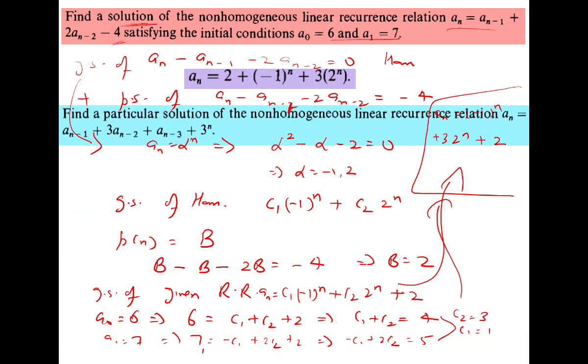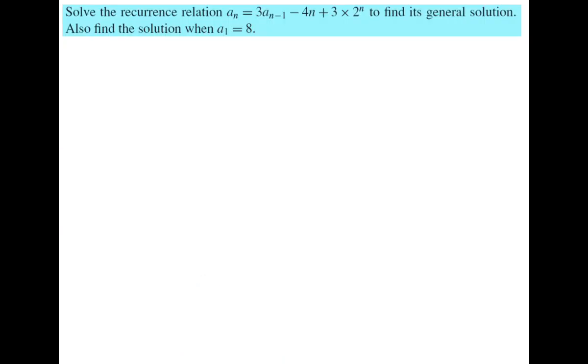Now the next question is, we don't have the space, so I may have to move to the next slide for the space. Find a particular solution of the linear recurrence relation a_n is equal to a_(n-1) plus 3a_(n-2) plus a_(n-3) plus 3 raised to the power n. Now I need a particular solution. It means I just need to see the non-homogeneous part. It is of the form 3 raised to the power n. It means that the solution must be of the form some constant multiplied by 3 raised to the power n. Let me move to the next slide for the space. We will solve it later.